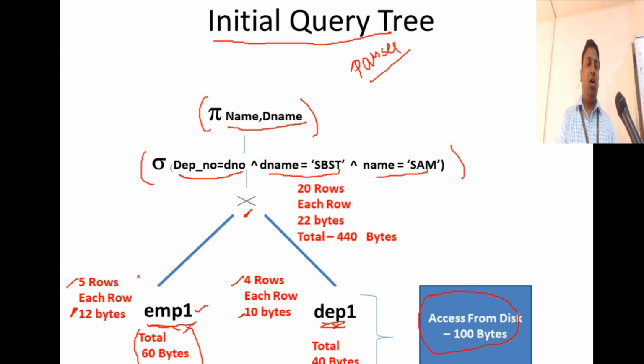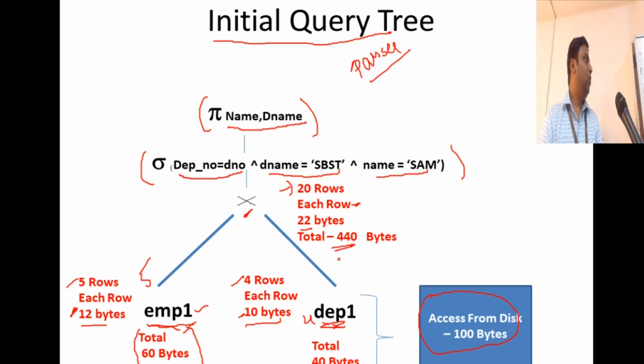When you do a Cartesian join of 5 rows with 4 rows, how many rows are you going to get here? 20 rows will be the intermediate result that is getting generated. And for each row, how many bytes are you going to have? That is 12 bytes plus 10 bytes. So you will have 20 rows each of 22 bytes. Your intermediate relation will be 440 bytes. So when you perform a Cartesian join of employee with department, the intermediate relation is 440 bytes and the access is 60 and 40 bytes. We can go and view a query plan for any query that we are going to execute. I will tell you how to view the query plan.